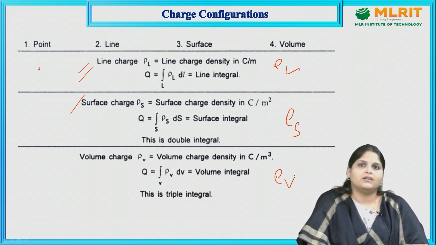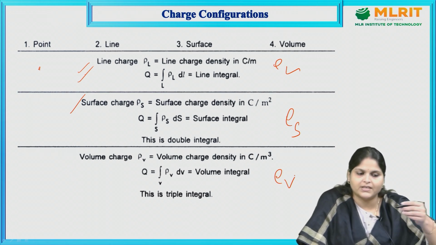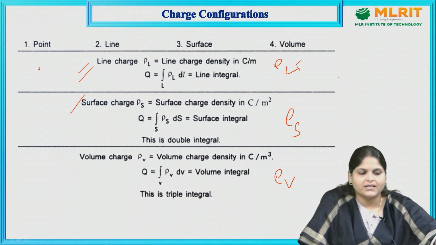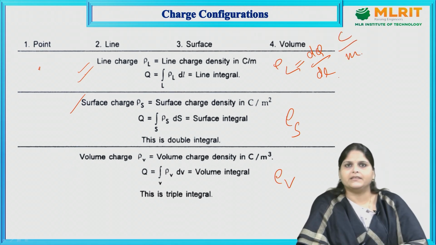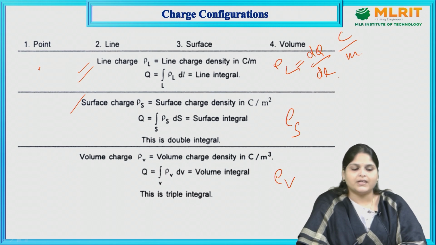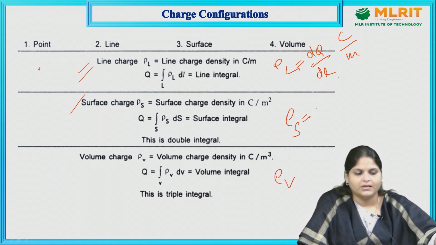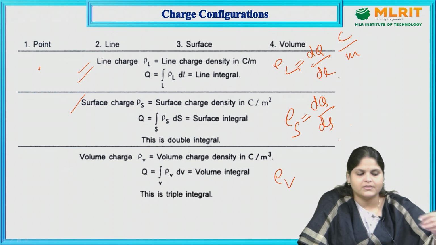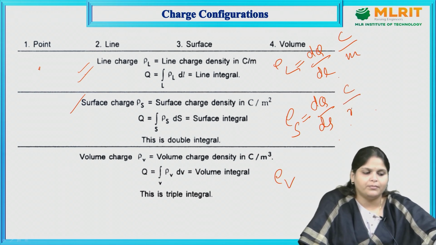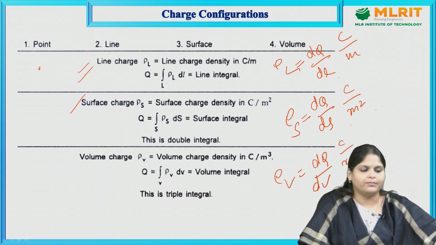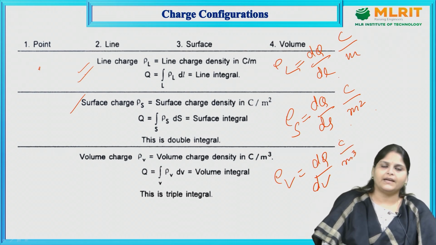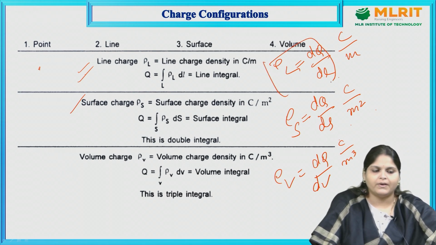So basically what is line charge density? The line charge density is charge per unit length, right? The unit is Coulomb per meter, right? If you talk about surface charge density, rho s is equal to charge per unit surface, right? Unit is Coulomb per meter square, and this is charge per unit volume, and the unit is Coulomb per meter cube, right?